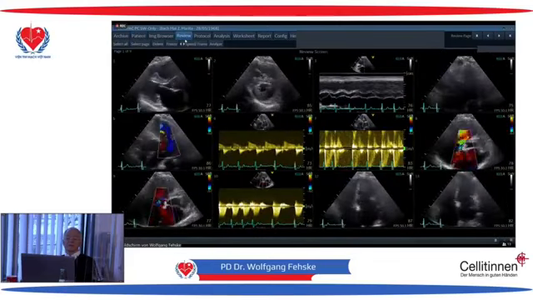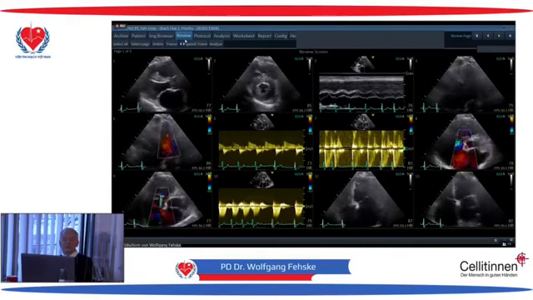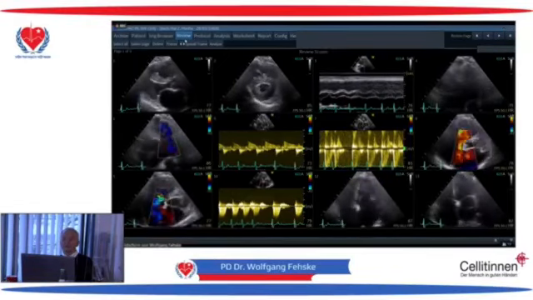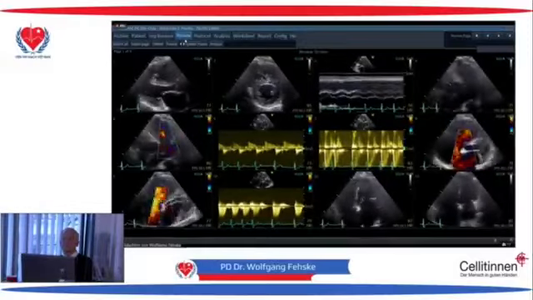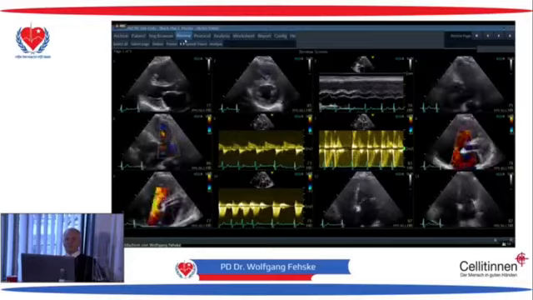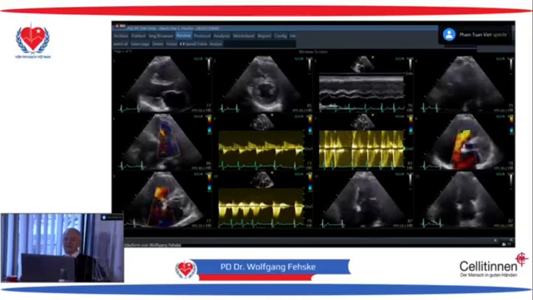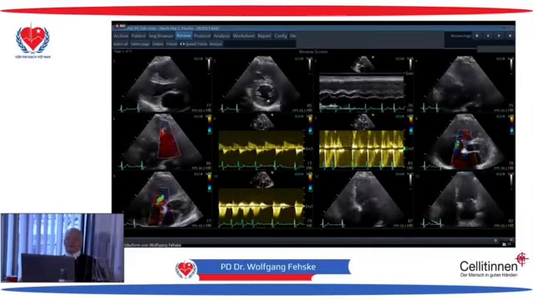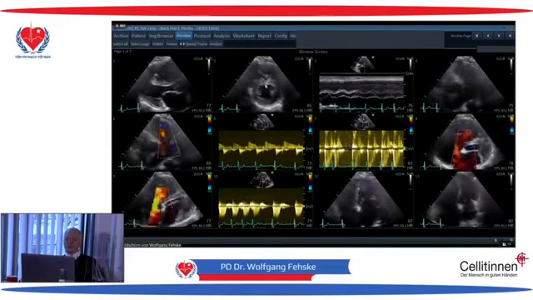And now, what is the diagnosis? Anybody? What is your diagnosis? Septal defect. Okay. And the question is, what should we do with that patient?